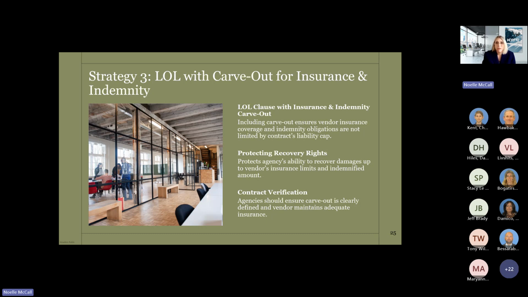This helps protect your agency's ability to recover damages up to their available insurance limits and for amounts they've agreed to indemnify you for. Contract verification. Agencies should ensure the carve-out is clearly defined and the vendor maintains adequate insurance.